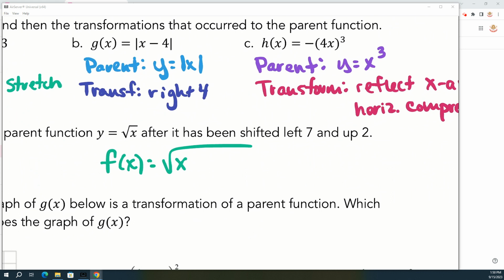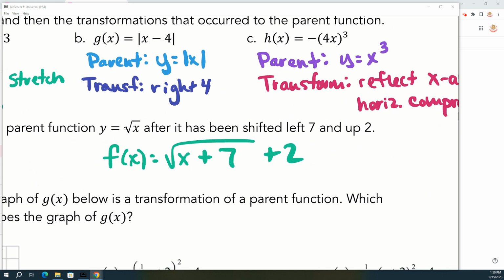All right, so I want to go to the left 7. So what do I do and where do I do it? Plus 7 on the inside. Good. And I want to go up 2. So what do I do and where? Outside? Plus 2. Good job. That's it. All right.